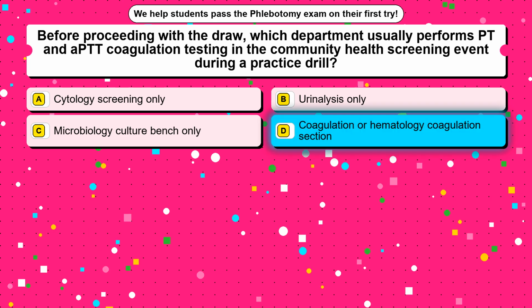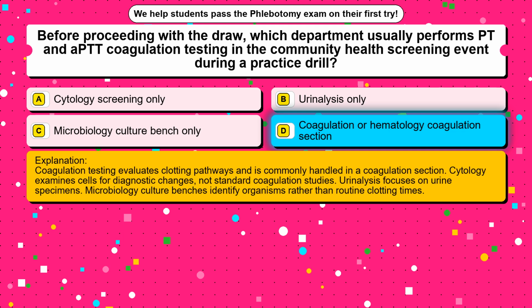The correct answer is option D. Coagulation or hematology coagulation section. Coagulation testing evaluates clotting pathways and is commonly handled in a coagulation section. Cytology examines cells for diagnostic changes, not standard coagulation studies. Urinalysis focuses on urine specimens. Microbiology culture benches identify organisms rather than routine clotting times.